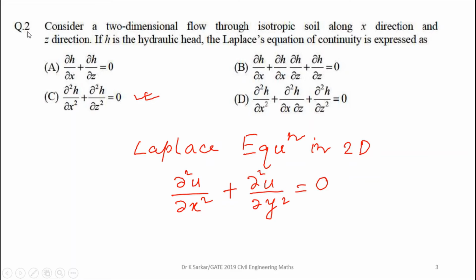Question number 2, actually the question of core civil engineering, but from the mathematical point of view we can give the answer. Laplace equation in two dimension is del 2u del x2 plus del 2u del y2 equals to 0. Here also two directions, x and z direction. So option C is the correct answer.